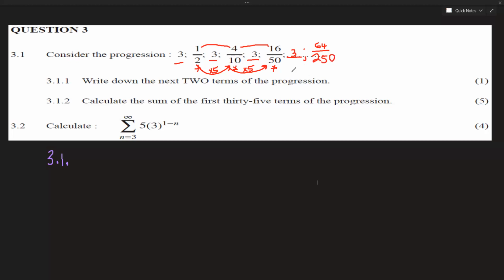Perfect. The first question says write down the next 2 terms of the progression. So your answer will be 3 and then 64 over 250. Then that's it. On 3.1.2, they say calculate the sum of the first 35 terms.